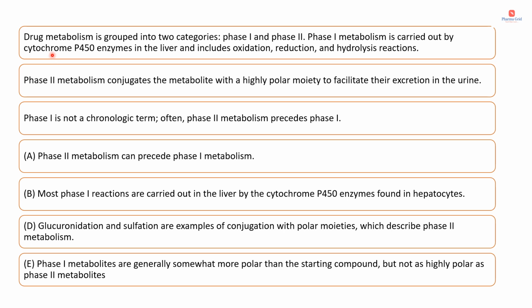As I have already mentioned, drug metabolism is grouped into two categories, phase 1 and phase 2. Phase 1 metabolism is carried out by cytochrome P450 enzymes in the liver and includes oxidation, reduction and hydrolysis reactions. Phase 2 metabolism conjugates the metabolite with a highly polar moiety to facilitate its excretion in the urine. Phase 1 is not a chronologic term. Often, phase 2 metabolism precedes phase 1.